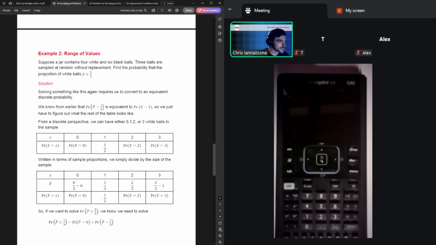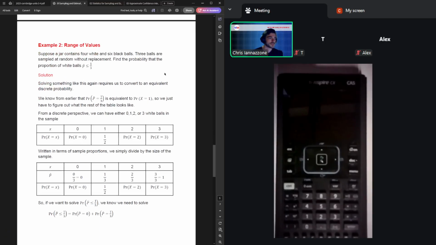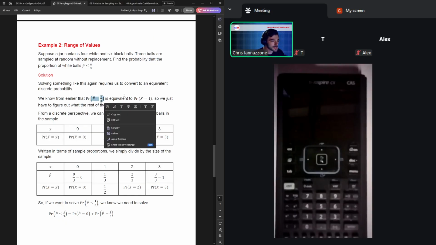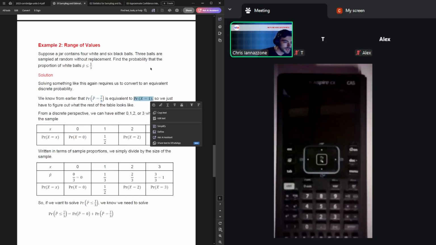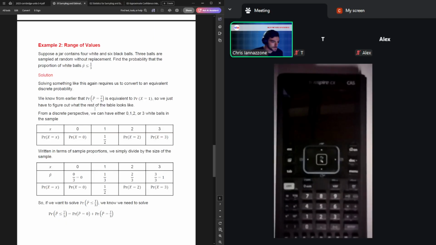Okay, next up, how do we find a range of values? What we just did there was calculating a specific p-hat value. P-hat is equal to a third. What if instead I wanted to calculate p-hat less than or equal to a third? How do I know how long that goes for? Again, we're just going to convert that to an equivalent discrete probability. We already said that a third was the same thing as x equals 1, so rather than saying p-hat less than or equal to a third, we now say x less than or equal to 1.